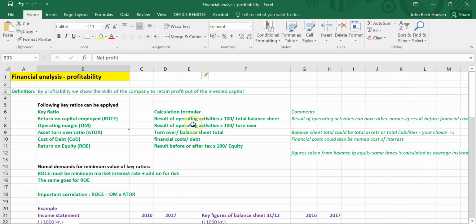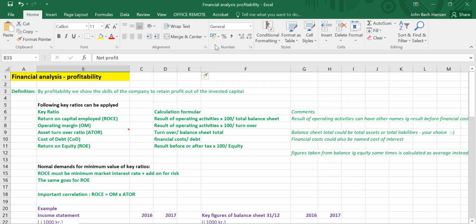Now this is the formula, but instead of multiplying by 100, when we calculate in Excel we can just press the percentage sign up here, and then Excel will make the calculation as a percentage. So you don't need to multiply by 100. I'll show you later.